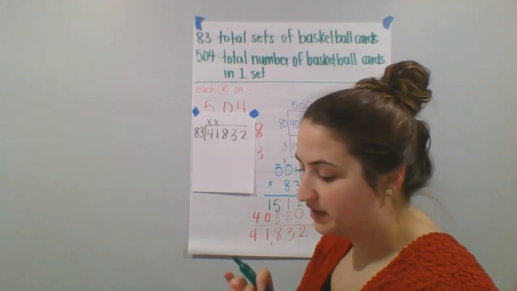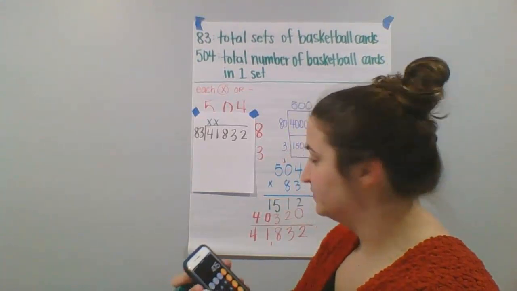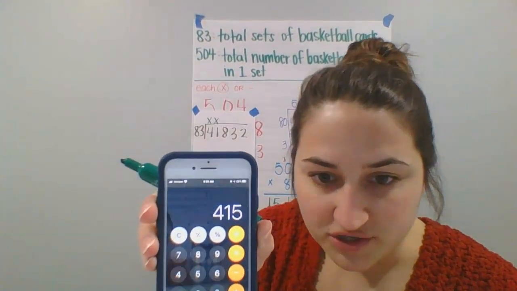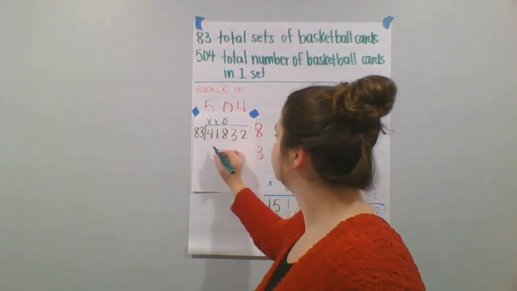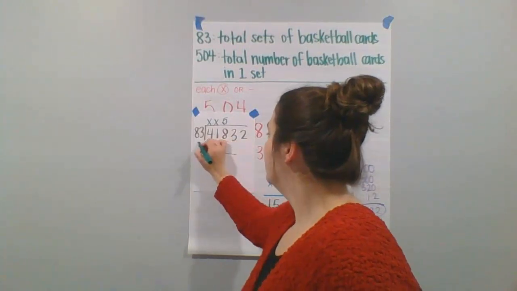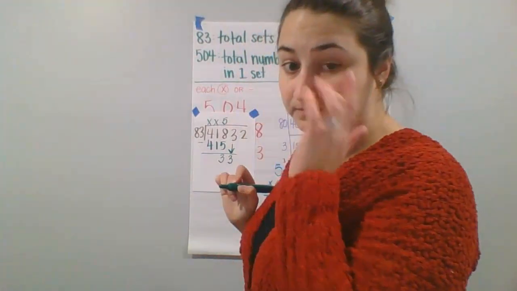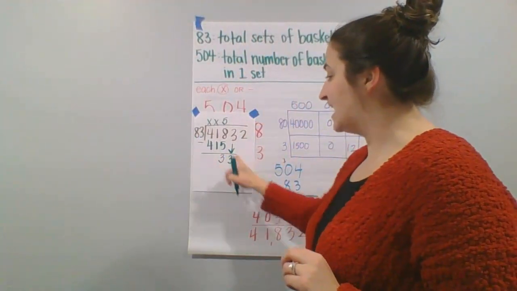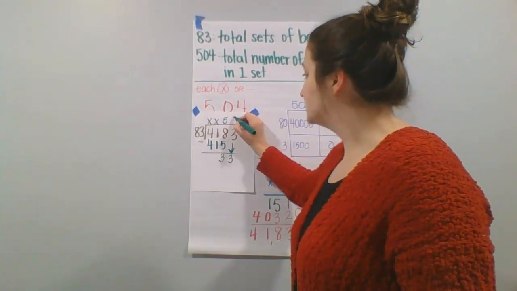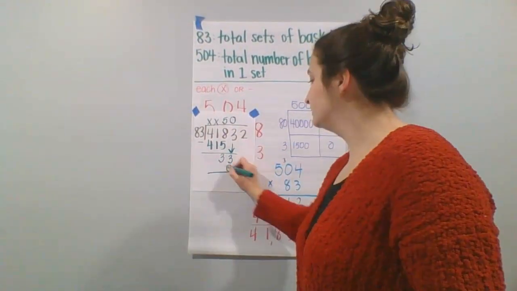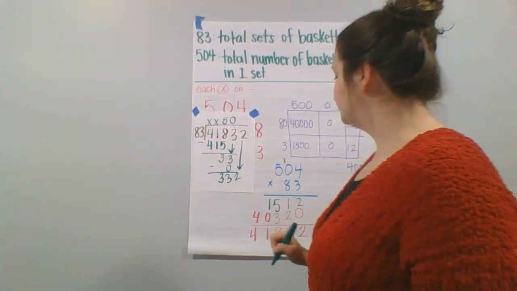So 83 times 5 gives me something close to 418. And I'm going to use my calculator because I'm running out of space. So 83 times 5 gives me 415. So then that would be something that's super close. Put a 5 here. We're going to subtract. We get 3. Bring down the 3. We know 83 cannot go into 33. So we don't just stop, we bring something else down. 0. 83 times 0 is 0. We subtract and bring down our 2.